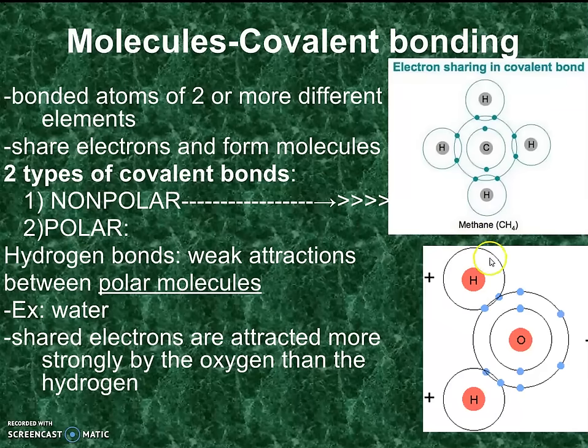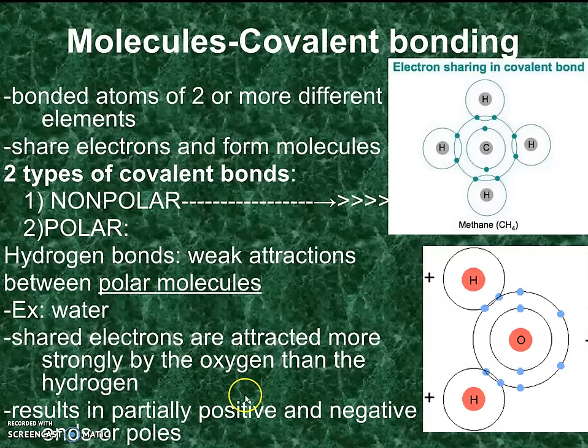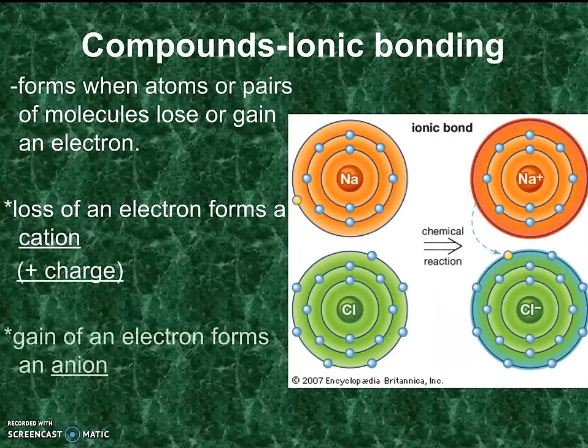And if hydrogen doesn't have its electron most of the time, it has a positive charge on this side because it still has one proton for each of these nuclei. And so hydrogen has a positive pole, oxygen has a negative pole, and so it is polar covalent bonds. Okay, so water is polar covalently bonded. So there's a little description there. It results in partially positive and negative ends or poles. And we are ready to go on to the second type of bonding.